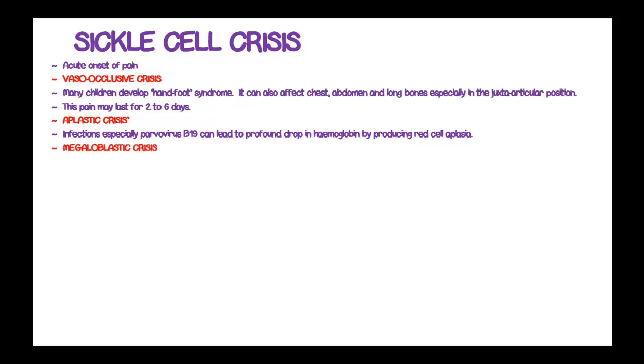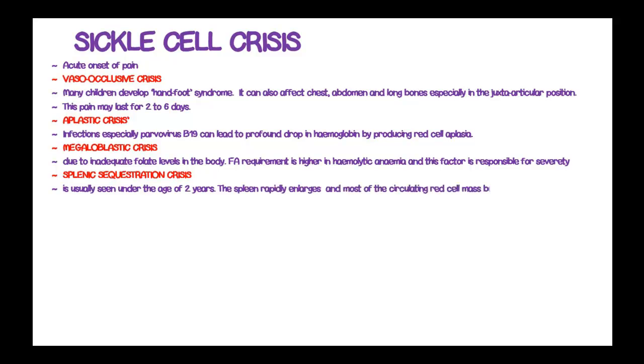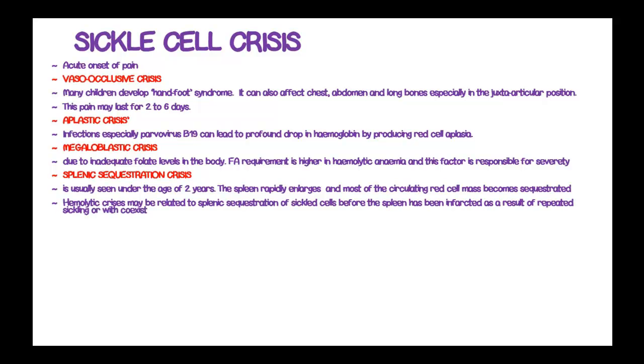The third crisis is the megaloblastic crisis, which occurs due to inadequate folate levels in the body, and folic acid requirement is high in hemolytic anemia, and this factor is responsible for its severity. Splenic sequestration crisis. This one is usually seen under the age of 2 years, and the spleen rapidly enlarges and most of the circulating red cell mass becomes sequestrated. Hemolytic crisis may be related to splenic sequestration of sickle cells before the spleen has been infected as a result of repeated sickling or coexistent disorders such as glucose 6-phosphate dehydrogenase deficiency.